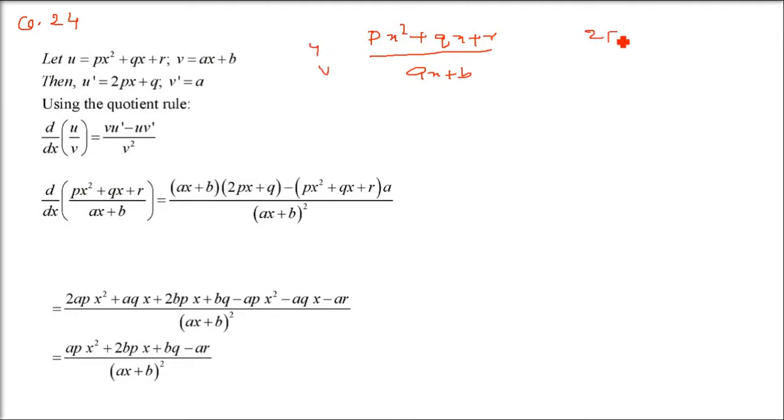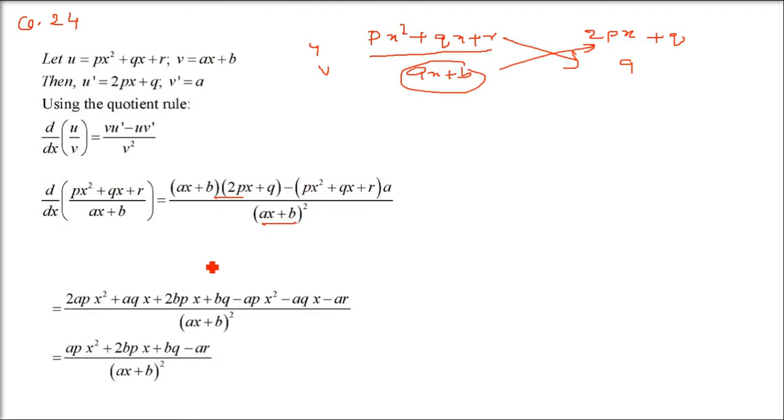So let us take u dash. u dash is 2px + q, and r will be 0. For ax + b, only a will remain. Okay, differentiation, I am doing u dash, v dash. Multiply v with u dash, put it here, multiply u with v dash, put it here, subtract them. And (ax + b) whole square.